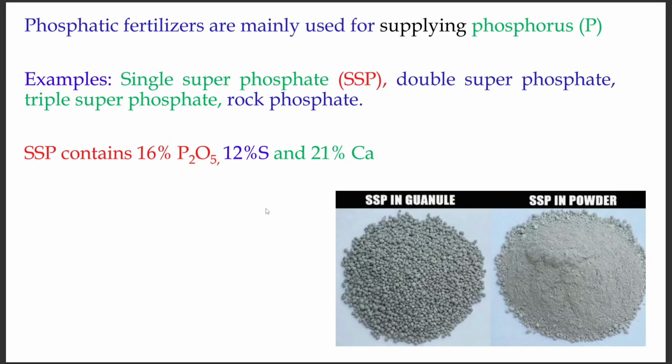And after that we have phosphatic fertilizers. They just provide phosphorus. So SSP is one important fertilizer, and then we have double superphosphate, triple superphosphate, rock phosphate. Single superphosphate provides 16% P2O5, 12% sulfur, and 21% calcium. This is very important, 16% P2O5. And double superphosphate will provide double of this amount, meaning 32% of P2O5. Triple superphosphate will provide almost 48% of P2O5.